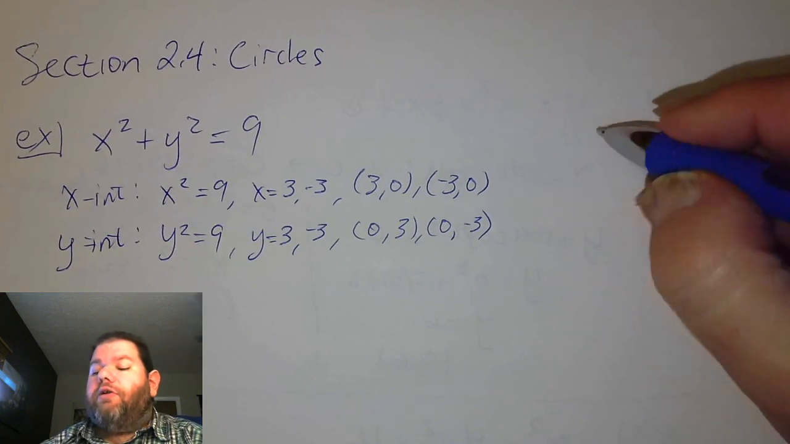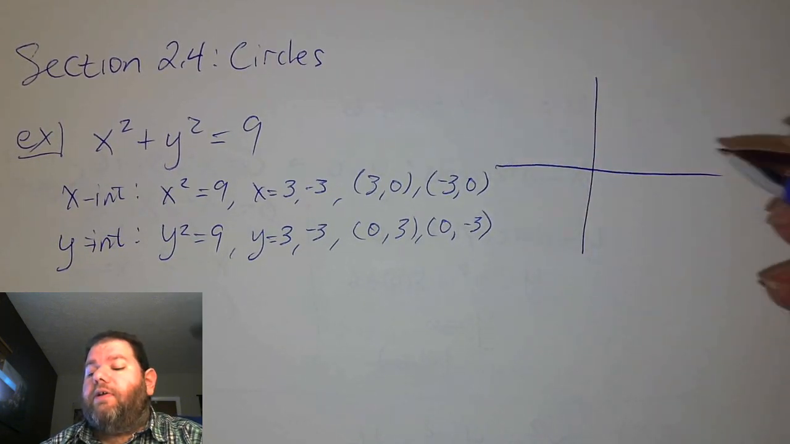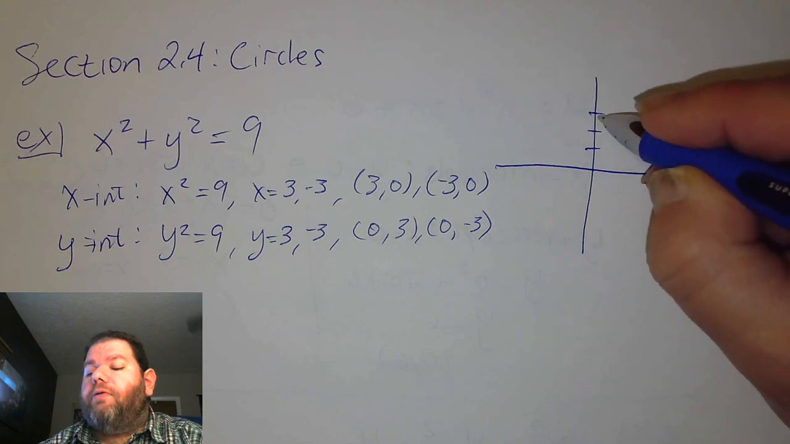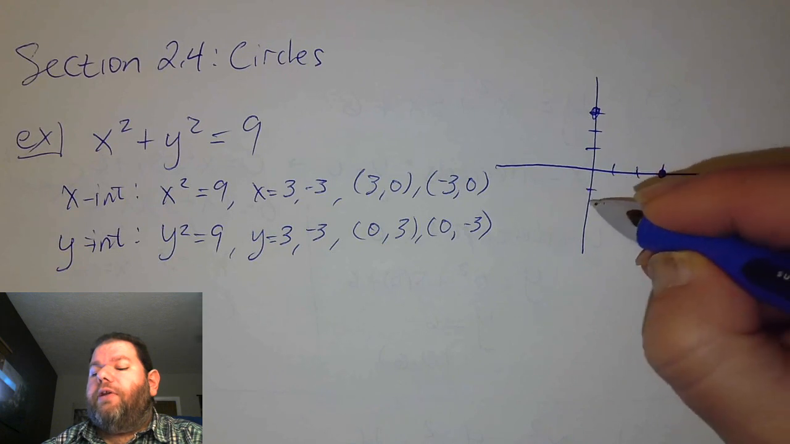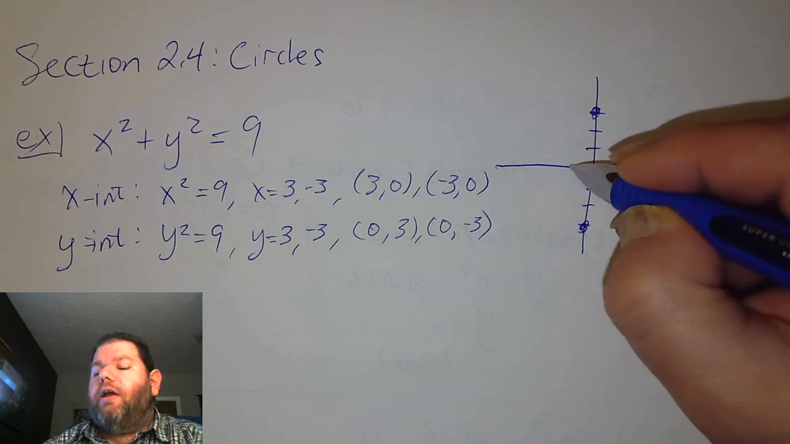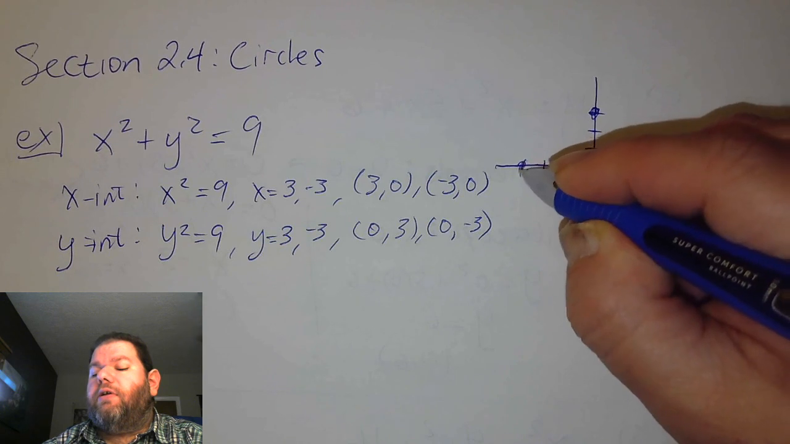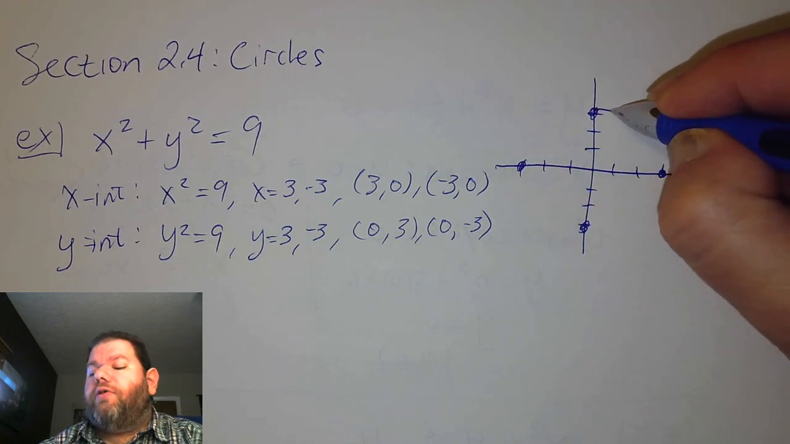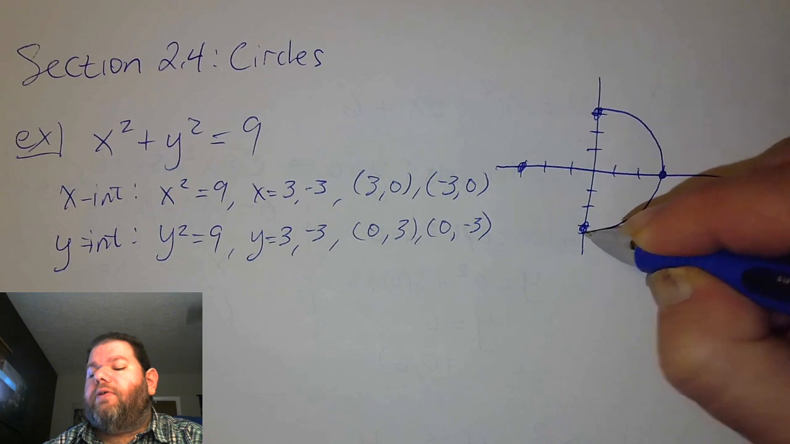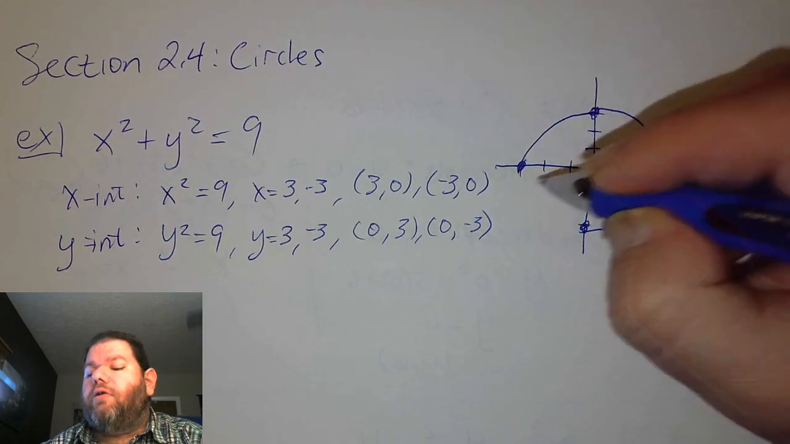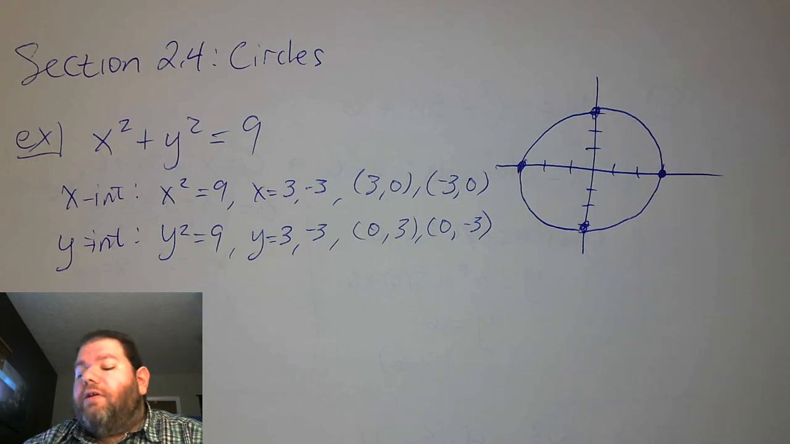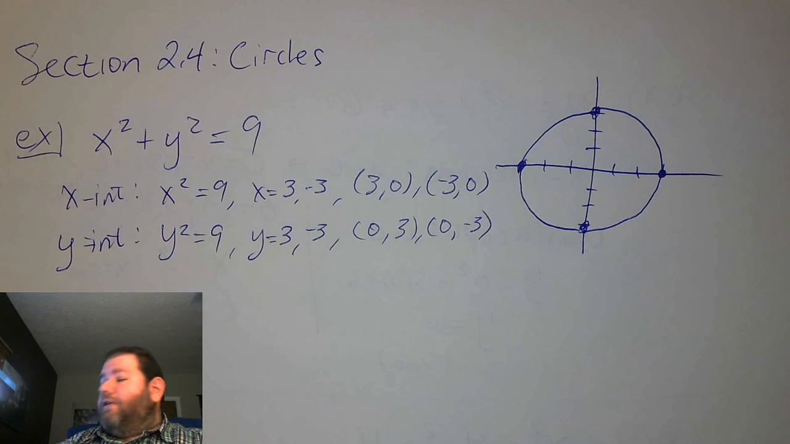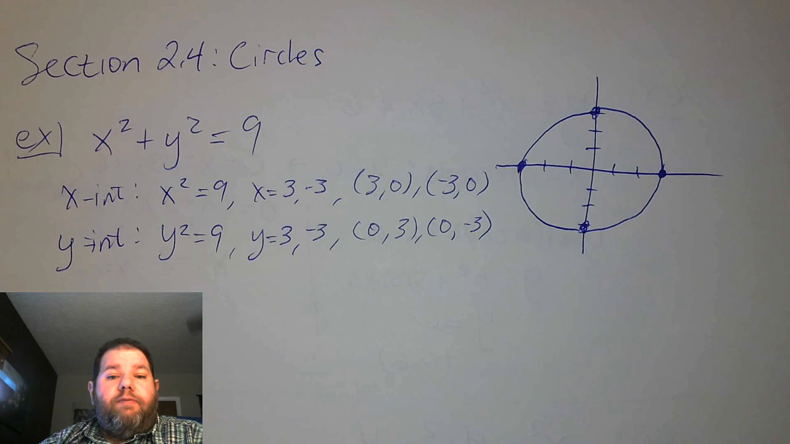So if we were to sketch those 4 coordinates, 3 up, 3 to the right, 3 down, and 3 left. And then we can just draw the curve connecting those. And we get something that's more or less a circle. That's about as good as I can draw them, so that's good. Yeah, and so that would be the graph of a circle.